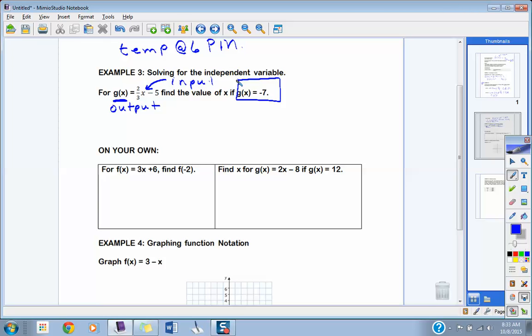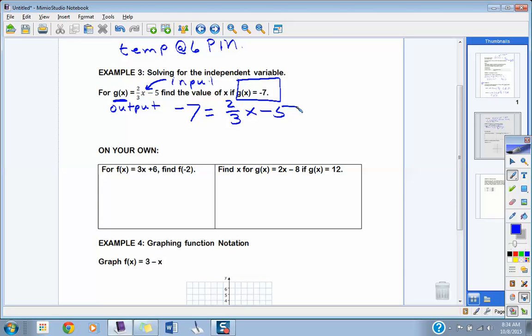So what we wrote yesterday was -7 equals 2/3 x minus 5. And again, what are we trying to solve for this time, guys? What's it say to try and find or solve for? X. So if it says find x or solve for x, don't you have to have an x in here somewhere to solve for? That's kind of a dead giveaway in terms of where to put it, isn't it?